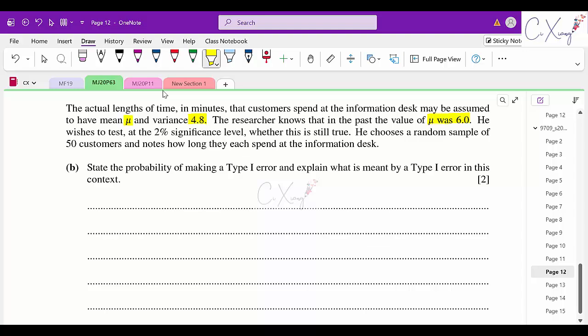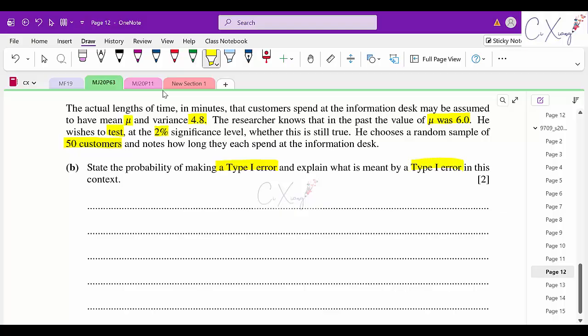He wishes to test, I think the keyword here is test, it is a hypothesis test question, at the 2% significance level, whether this is still true. He chose a random sample of 50 customers and noted how long they each spend at the information desk. State the probability of making a type 1 error and explain what is meant by type 1 error in this context.